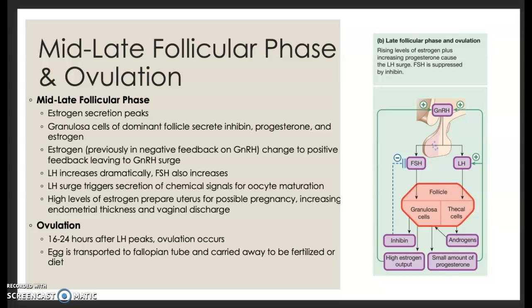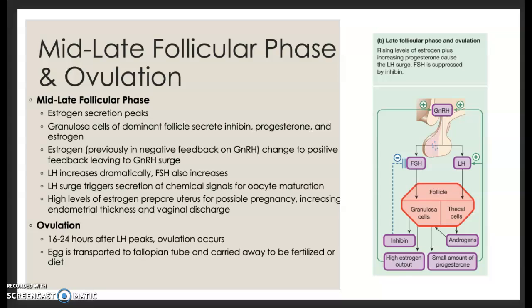The luteinizing hormone surge triggers secretion of chemical signals for the oocyte to mature, and the high levels of estrogen prepare the uterus for the possible pregnancy. So, like we were talking about before, this is the uterine lining, the endometrium becoming a lot thicker. You get vaginal discharge, all of these things to help have a viable pregnancy in the body.